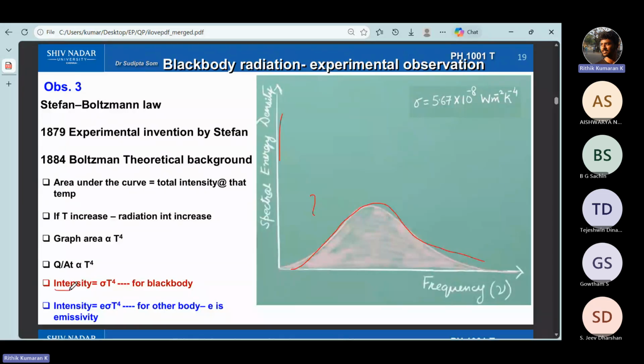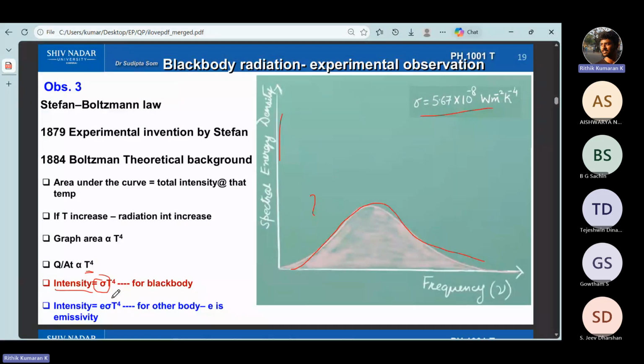The intensity is basically proportional to the temperature raised to the power 4. So obviously, to make it an equal sign, we introduce a constant. The sigma is the constant here. The value is 5.67 into 10 power minus 8. These are all defined. You can see it is defined here.